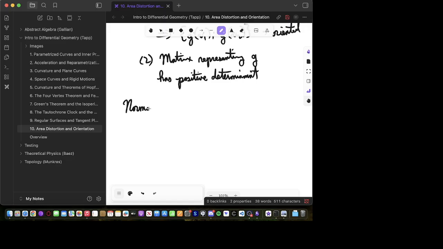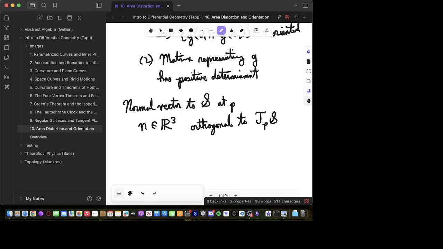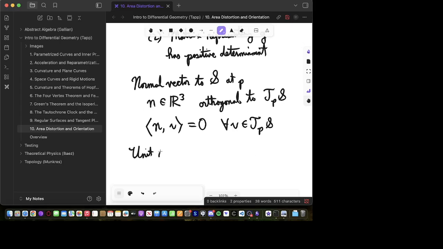So we need to define a normal vector to a surface at a point P. It is a vector, we'll call it N, in R3 that is orthogonal to the tangent plane of S at P. That means the inner product equals 0 for all V in the tangent plane at P. A unit normal vector is simply a unit length normal vector, or it can also be an orientation for the tangent plane.